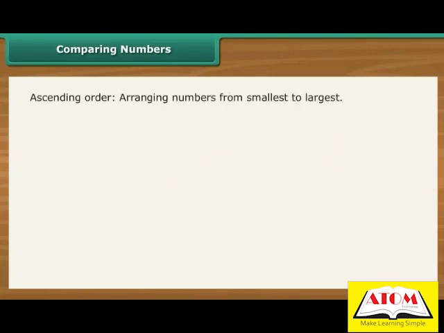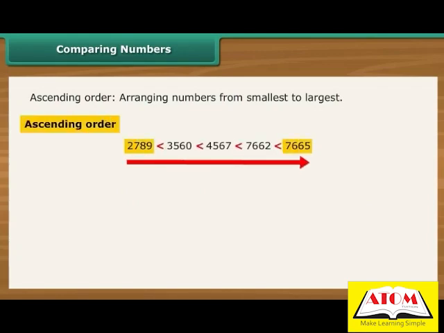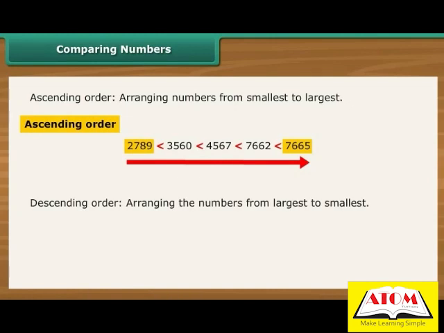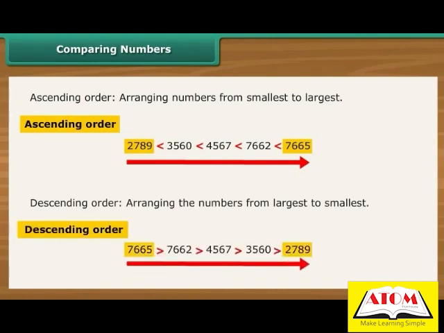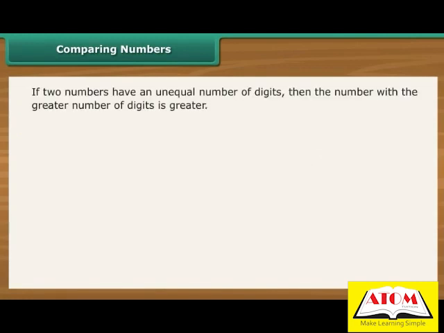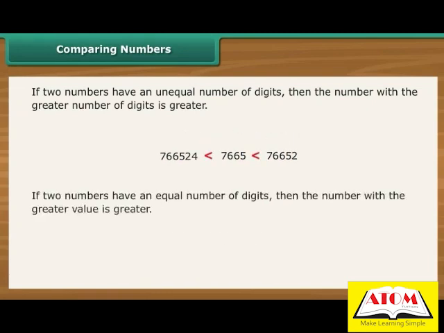The arrangement of numbers from the smallest to the largest is called ascending order. The arrangement of numbers from the largest to the smallest is called descending order. If 2 numbers have an unequal number of digits, then the number with a greater number of digits is greater. If 2 numbers have an equal number of digits, then we need to compare numbers at each position.